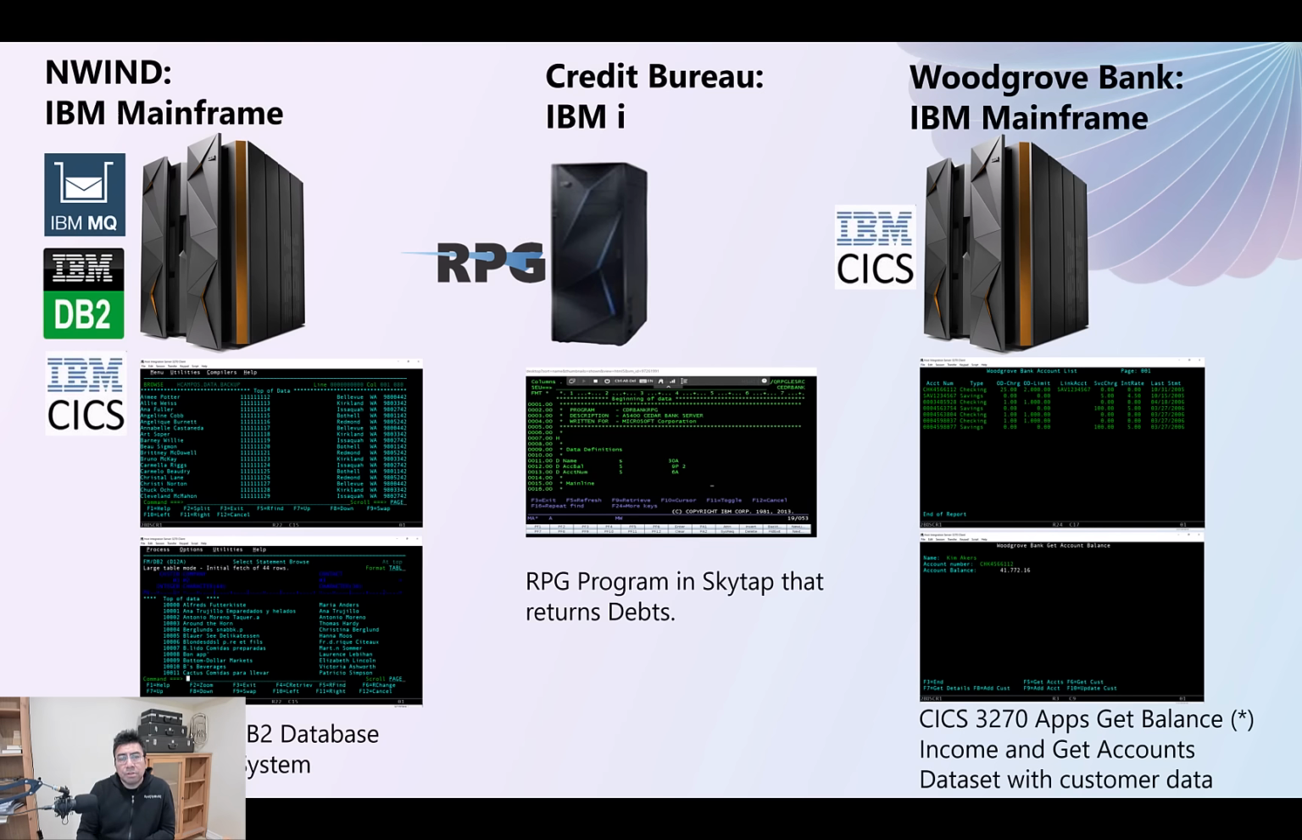For the credit bureau that is running an IBM i system, you will be seeing an RPG program in SkyTab. SkyTab is a cloud environment for IBM i systems that returns debts. And for Woodruff Bank, that also uses an IBM mainframe, you're going to see a CICS 3270 app called Get Balance Income that will represent the income for this requester, and a Get Accounts data set with customers' data. So then you will be seeing a lot of these screens, but I will show you towards the end how the agent will work to get what it needs to approve or reject a credit.